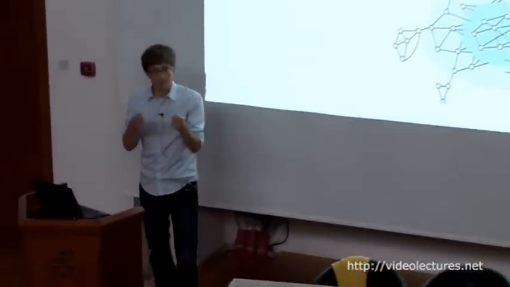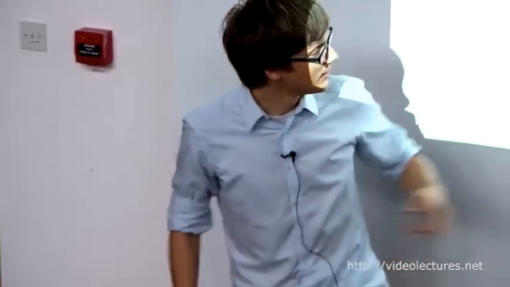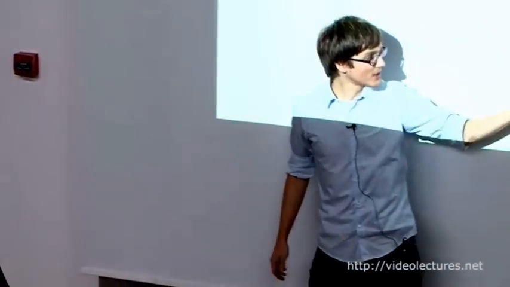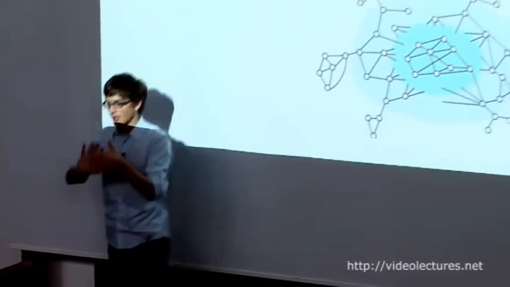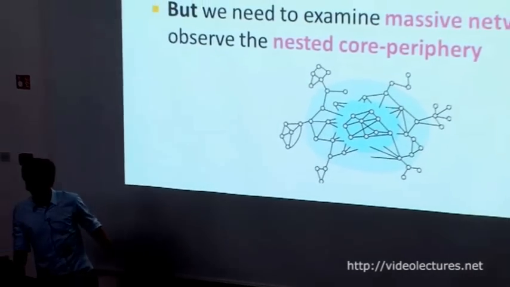So the first one was we defined this network community profile plot basically to be able to analyze the community structure of networks. We saw that in small networks, this plot has a downward slope, while for large networks, it starts going upwards. So basically, it's important to look at large data. And the conclusion from the shape of that plot is that networks have this kind of core-periphery structure. It's like cutting an onion, if you like. So that was one thing.